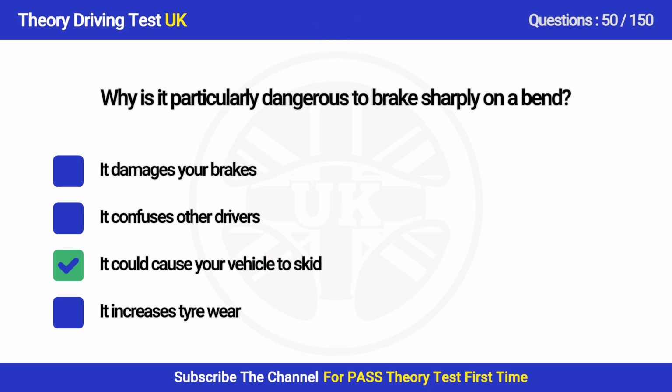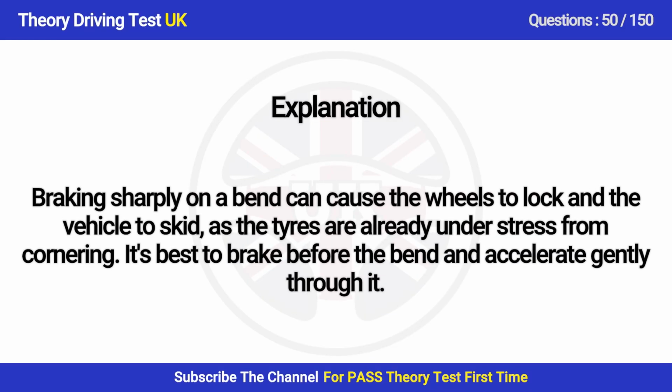Answer is C. It could cause your vehicle to skid. Braking sharply on a bend can cause the wheels to lock and the vehicle to skid, as the tires are already under stress from cornering. It's best to brake before the bend and accelerate gently through it.